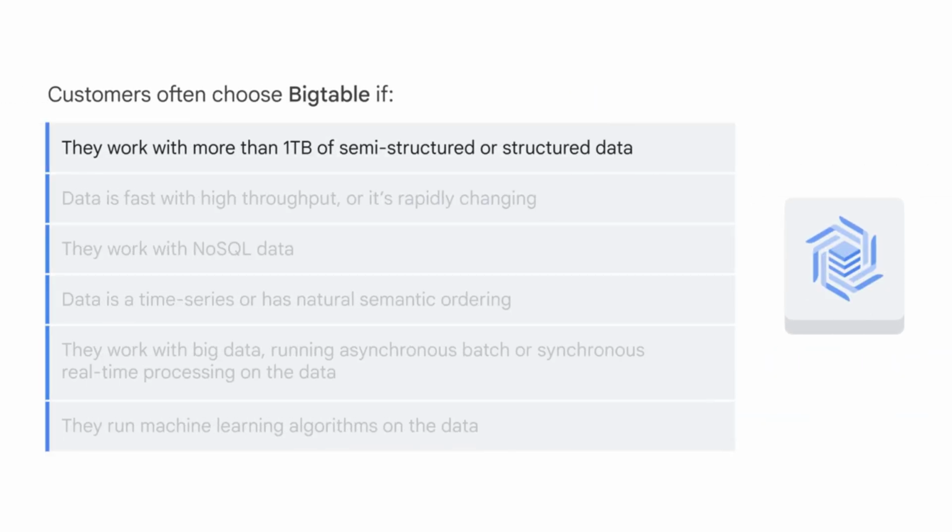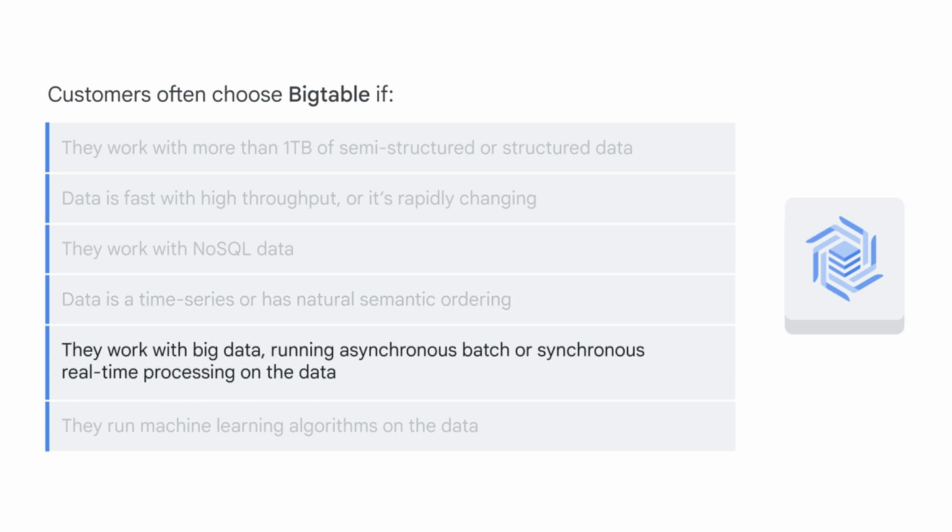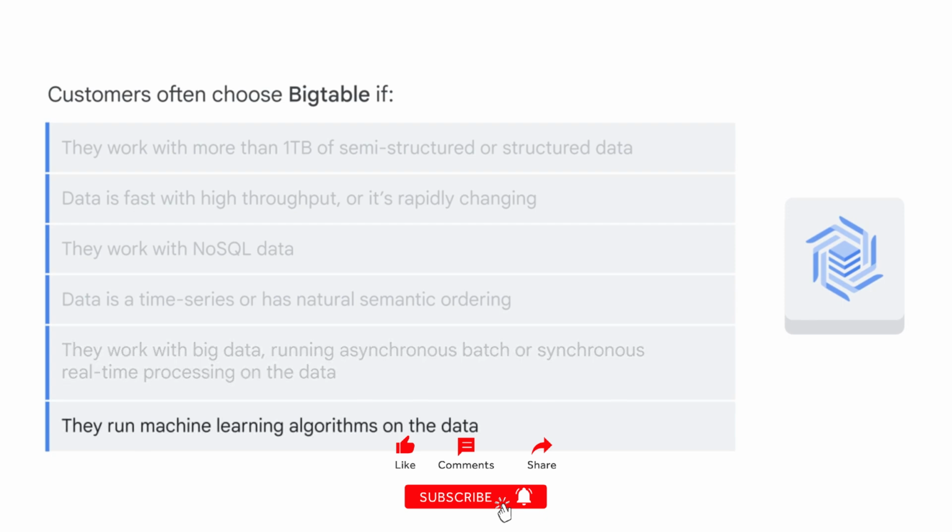When deciding which storage option is best, customers often choose Bigtable if they're working with more than 1 terabyte of semi-structured or structured data, data is fast with high throughput or it's rapidly changing, they're working with NoSQL data. This usually means transactions where strong relational semantics are not required. Data is a time series or has natural semantic ordering. They are working with big data running asynchronous batch or synchronous real-time processing on the data, or they're running machine learning algorithms on the data.